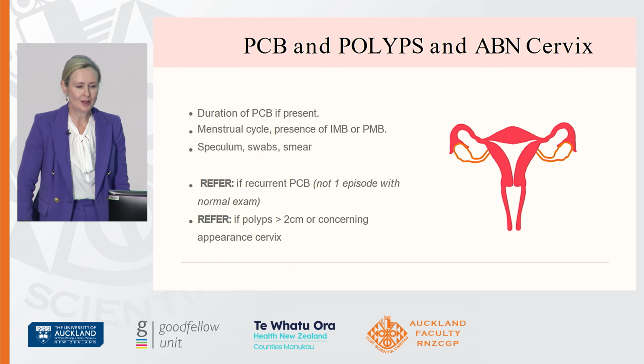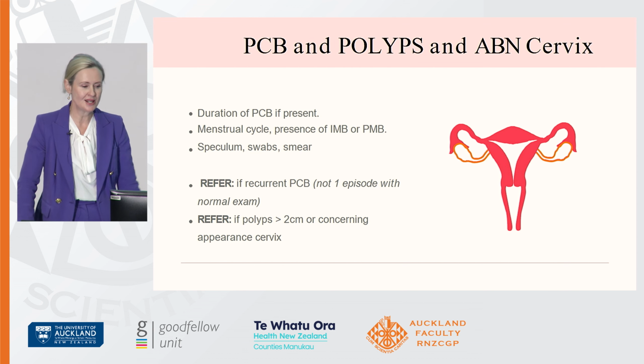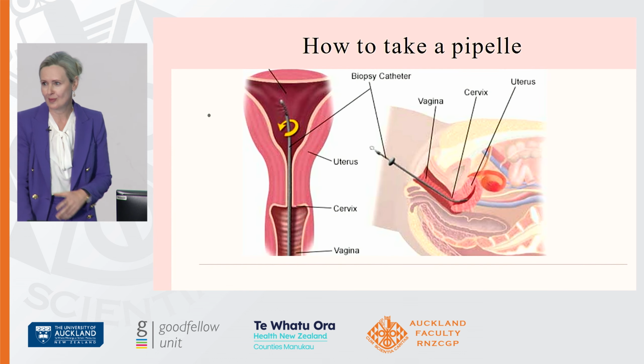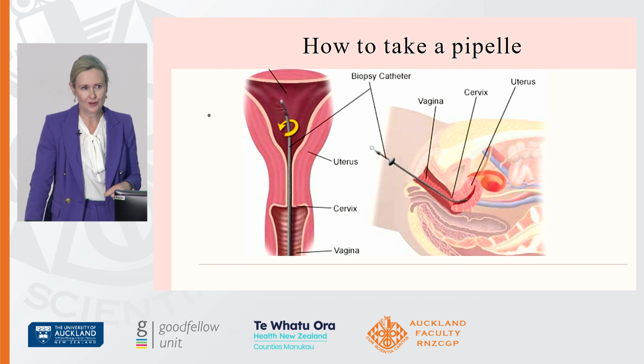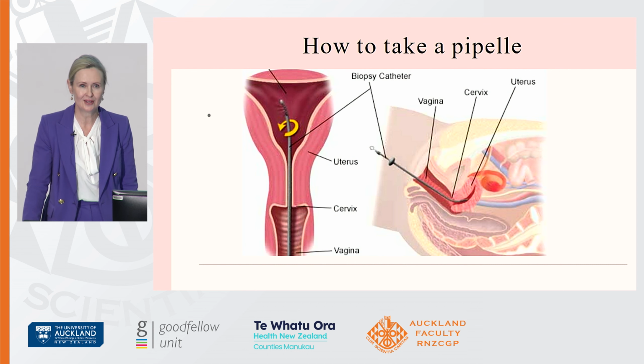Just a little bit, postcoital bleeding, polyps, abnormal cervices. Important with postcoital bleeding, 1 episode normal exam, you don't need to refer, but if recurrent postcoital bleeding or polyps more than 2 centimetres or any concerns with the appearance of the cervix despite the smear, then please refer. So I'm just going to take a minute to remind people how to take a Pipelle. We encourage GPs to come to our clinics at Counties to participate in Pipelle taking, so you can either upskill or just remind yourselves. And we have clinics every week that we're able to facilitate GPs coming and taking part in.